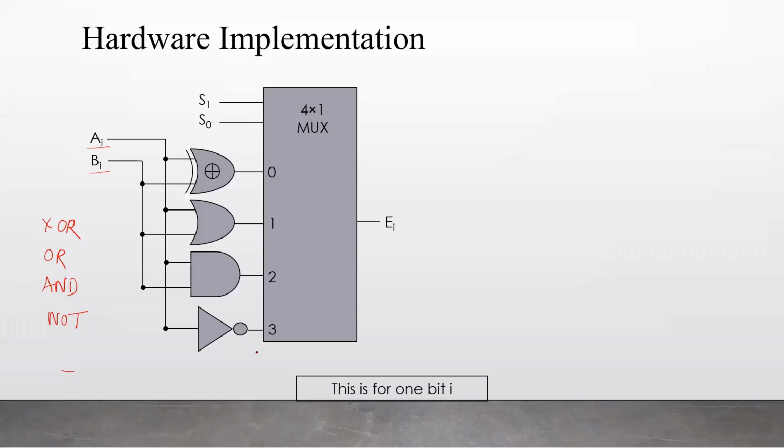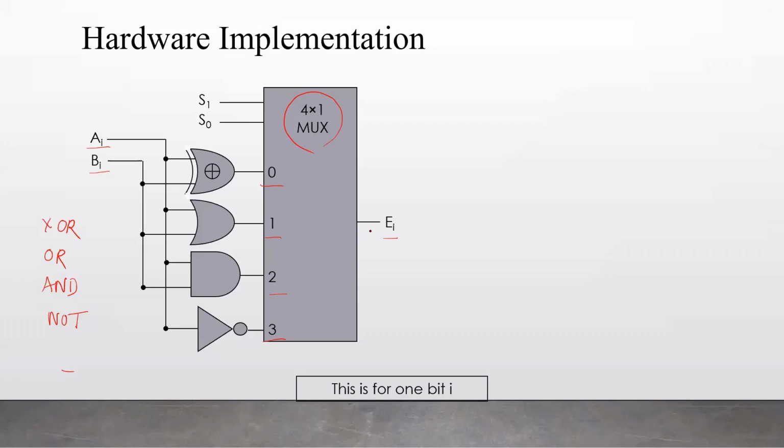Okay, to select one among these 4 operations, we use a multiplexer. This multiplexer, if you see, is a 4x1 multiplexer, because it takes 4 inputs: input 0, input 1, input 2, and input 3, and it gives us EI, one single output. One of these inputs will be directed to the output.